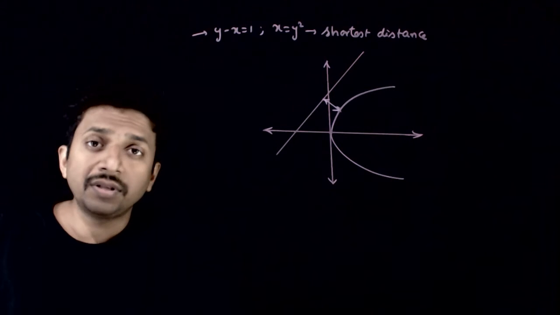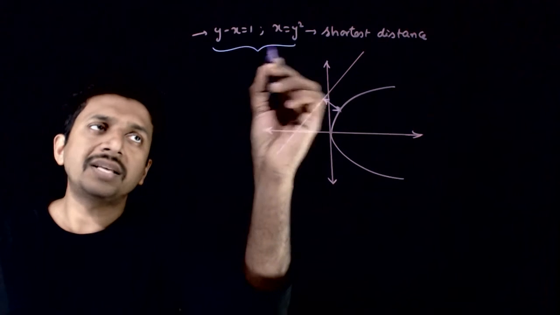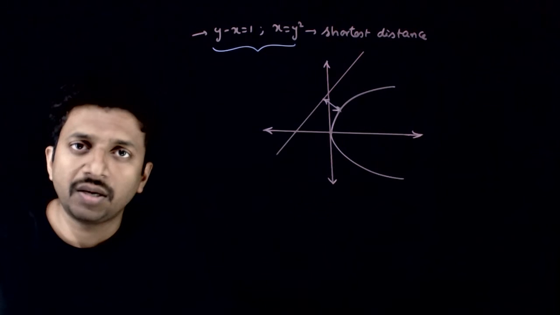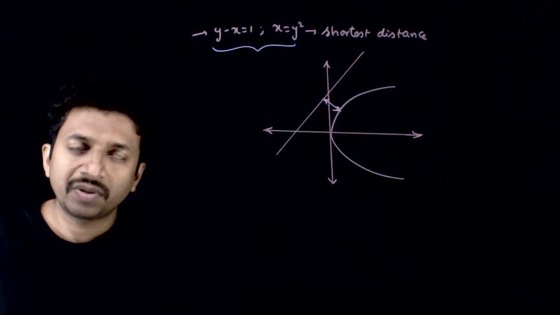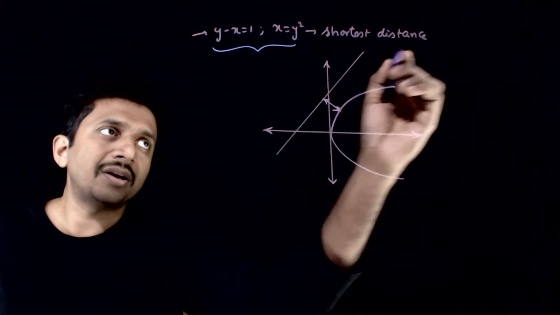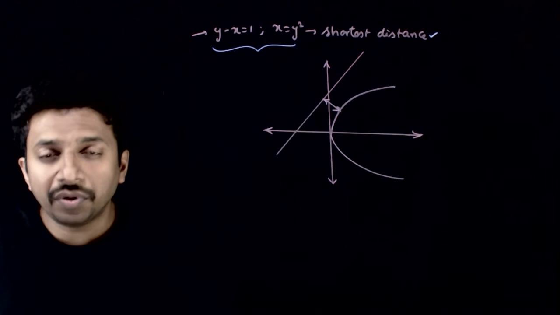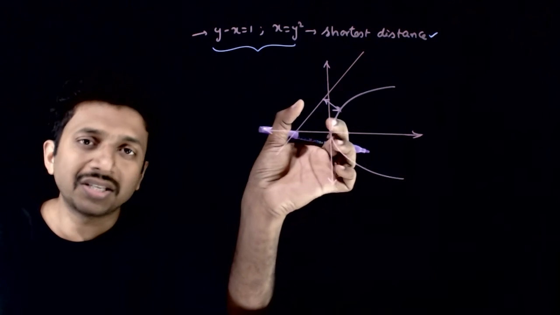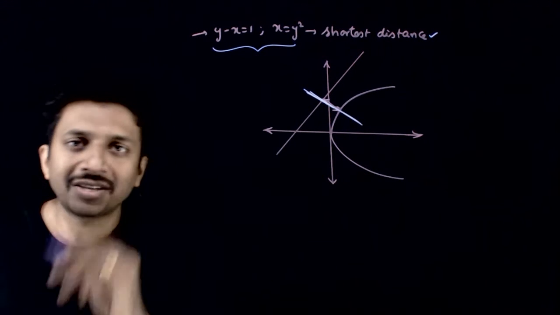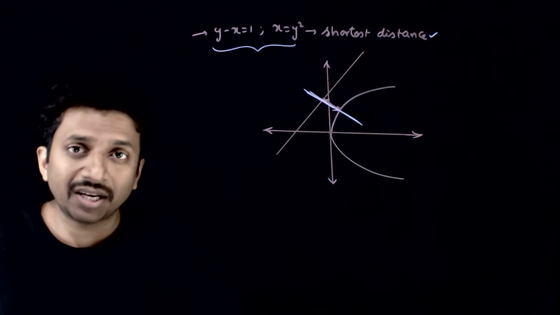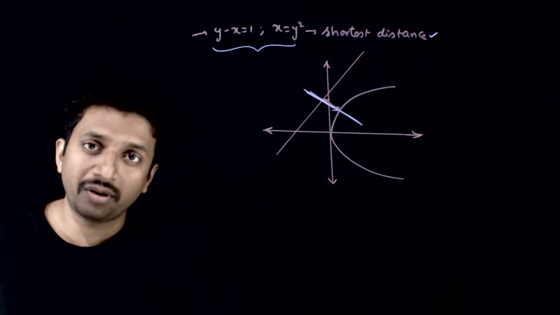So welcome students. In this question you're given two curves, y square is equal to x and y minus x is equal to 1. You're asked to find the shortest distance between these two curves. So whenever you're asked to find the shortest distance between two curves, we know that the shortest distance always occurs in the direction of a common normal.